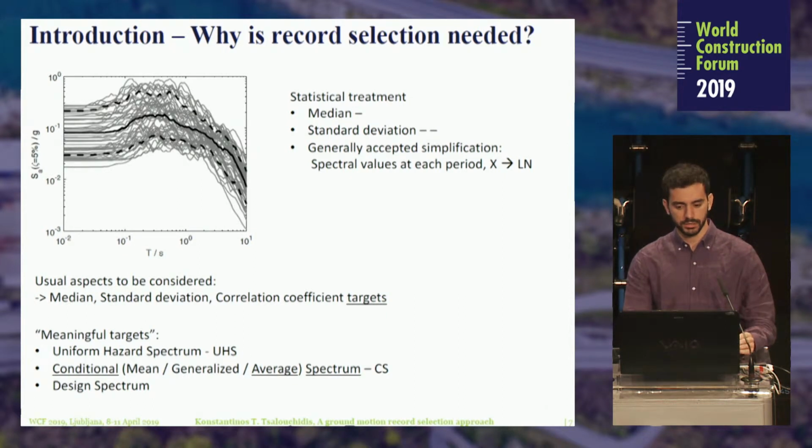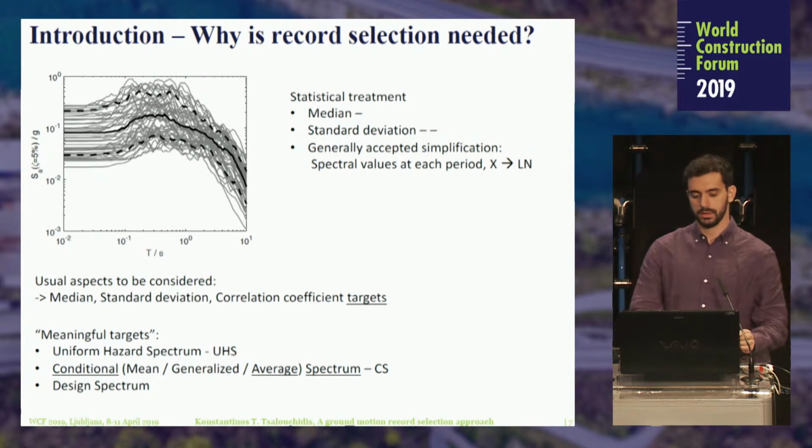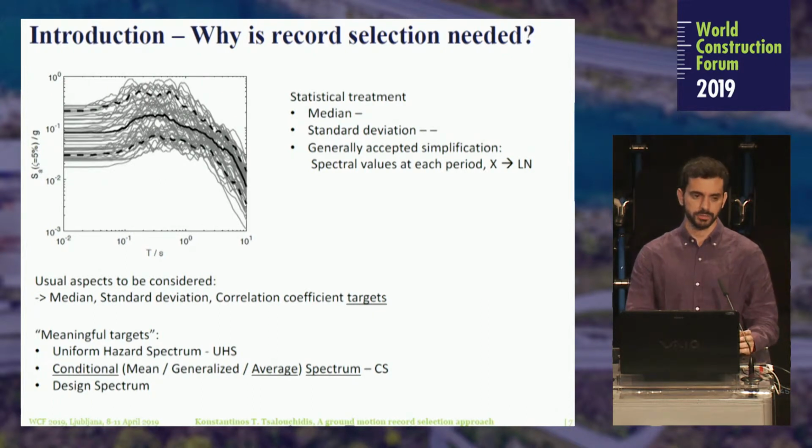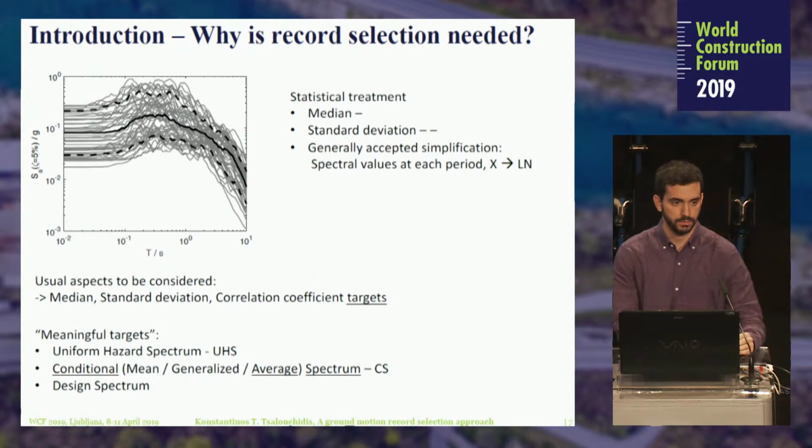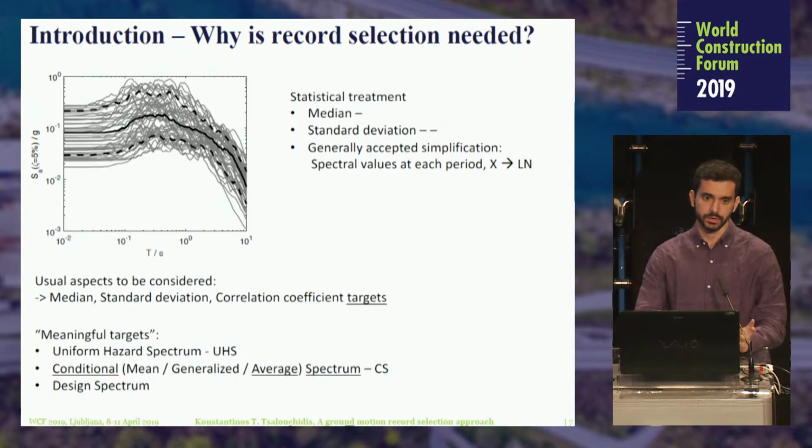In the statistical treatment of the record set, we might also want to think that at each period we should expect the spectral values to follow a log normal distribution. And so someone might say that for this record set to be meaningful, it should meet some targets. There are a number of targets that someone might think of, the uniform hazard spectrum or a conditional spectrum, but I won't focus on what should be used or what the benefits of one over the other are, because at the end of the day, it doesn't really matter.